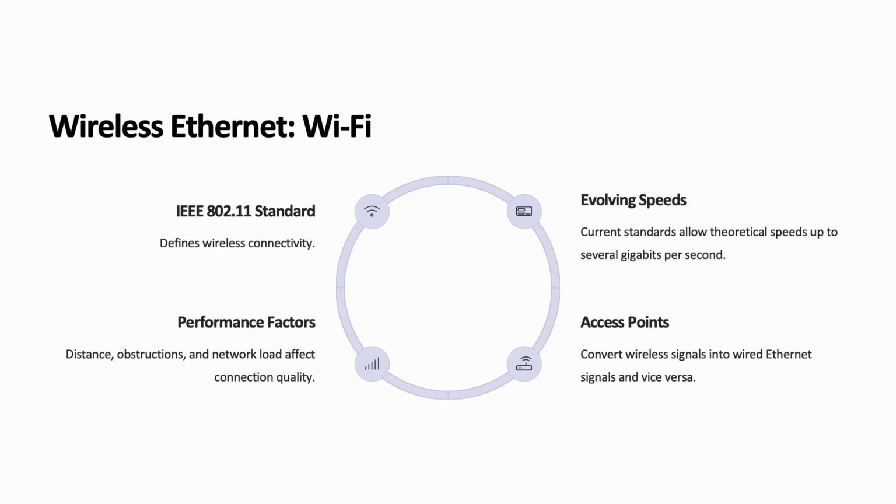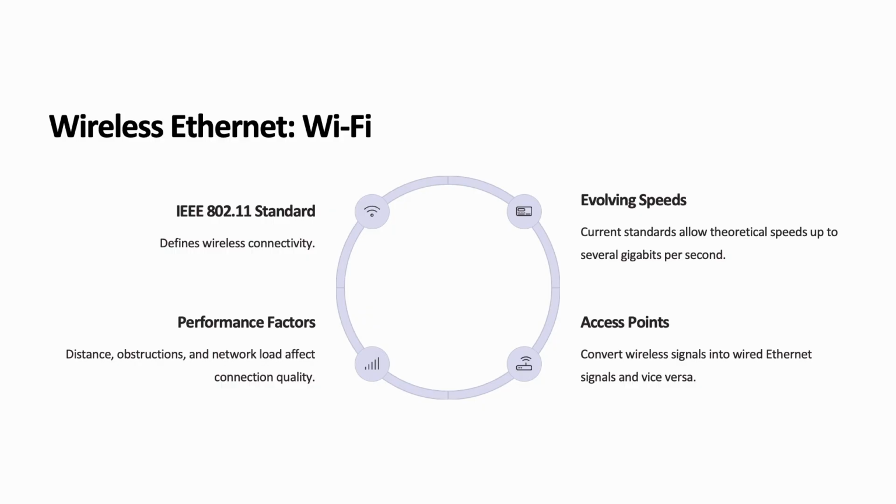Of course, Ethernet is not limited to physical cables. Wireless Ethernet, known as Wi-Fi, is defined by the IEEE 802.11 standard. Wireless is continually evolving, with current standards allowing theoretical speeds up to several gigabits per second, and future developments promising even higher speeds. The actual connection speed, however, depends on factors like signal strength, distance from the access point, physical obstructions, and network congestion, of course.